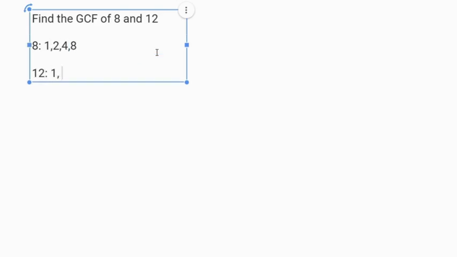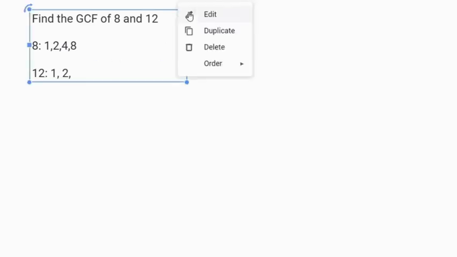12, 1 is always a factor, and then 2 is a factor of all even numbers. So 12 is an even number, so we have 2. 3, not so sure about 3, we're going to have to go through the tables of 3. 3 times 1 is 3, 3 times 2 is 6, 3 times 3 is 9, and 3 times 4 is 12. So 3 is also a factor of 12, and then you have 4 as the next number, then 6 and 12.